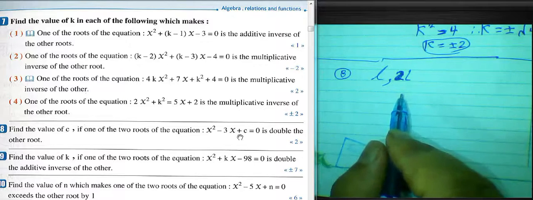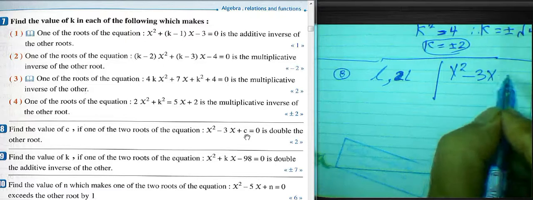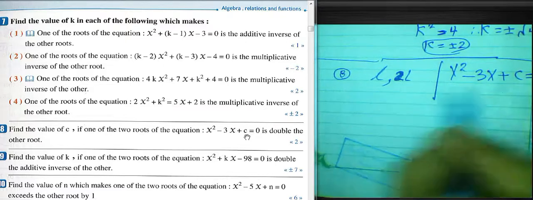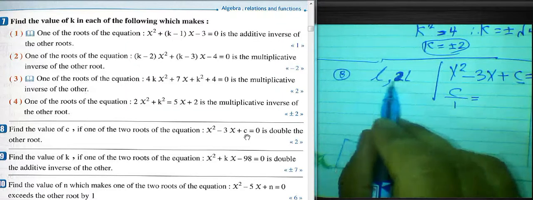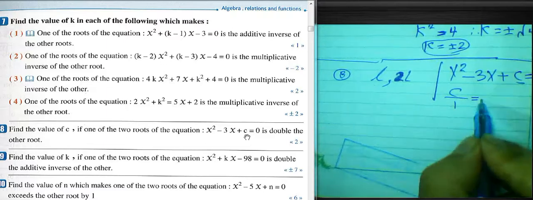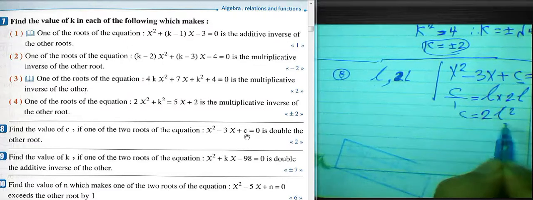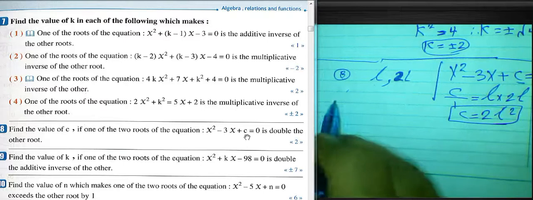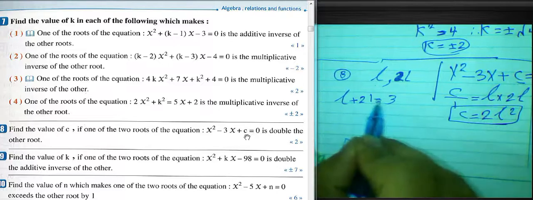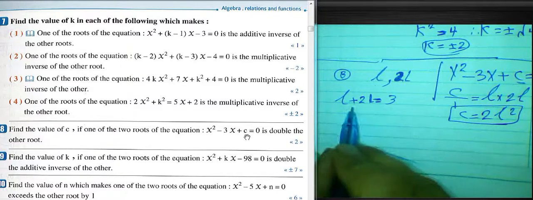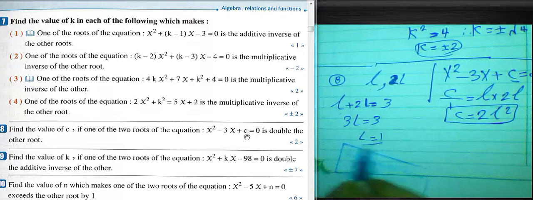Who can find the result of c? In this equation, x² − 3x + c = 0, we know c over 1 equals the product of L and 2L. L times 2L, so 2L² equals c. That's the first equation. And we know L + 2L equals negative of negative 3 over 1, so the result will be 3. L + 2L equals 3L, and 3L equals 3, so L equals 1.